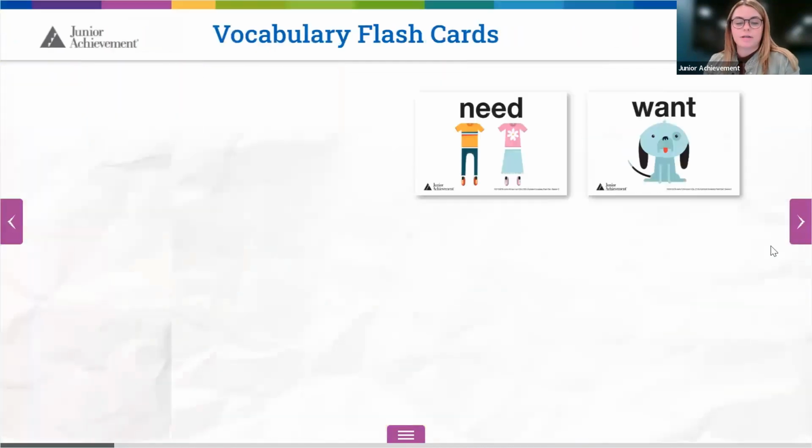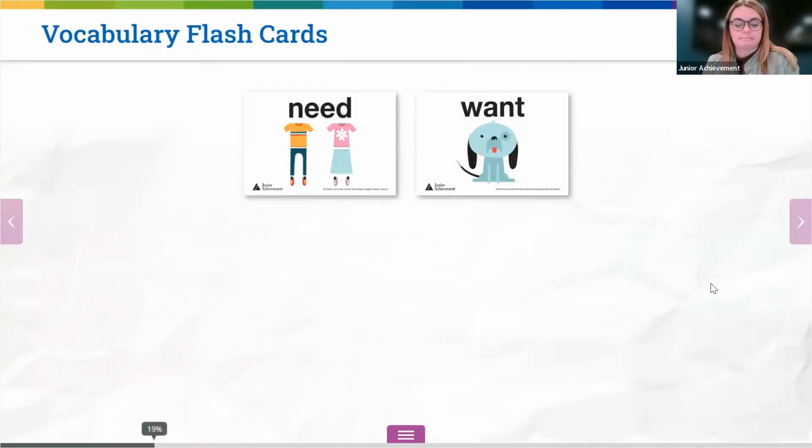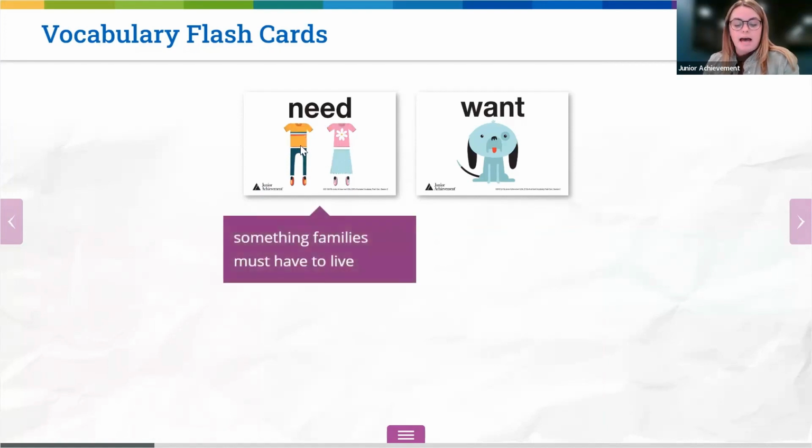The next slide showcases the vocabulary terms for this lesson. This slide is interactive and provides an opportunity for students to come up and select each vocabulary card to reveal the definition. I recommend asking students to think about how they would define each of these terms before revealing the definition. In this case, you might also ask students to think of examples of needs and wants before you define the word or after you define the word to better deepen their understanding of the vocabulary terms.